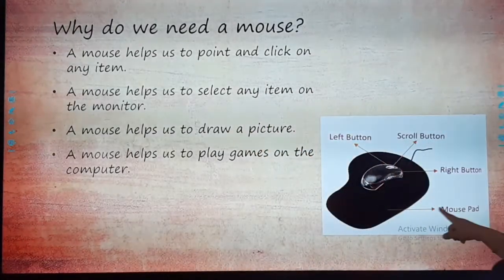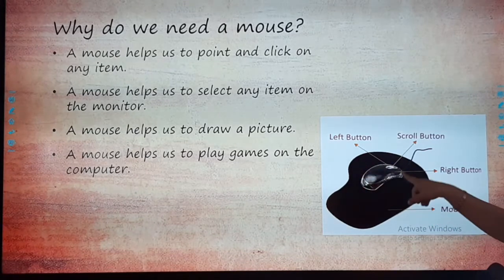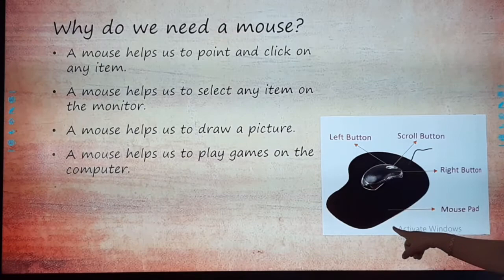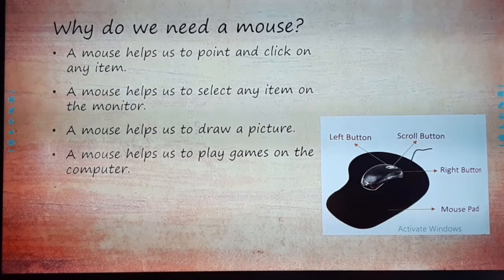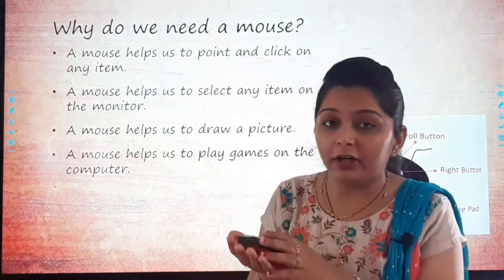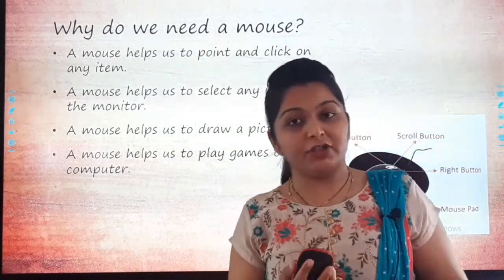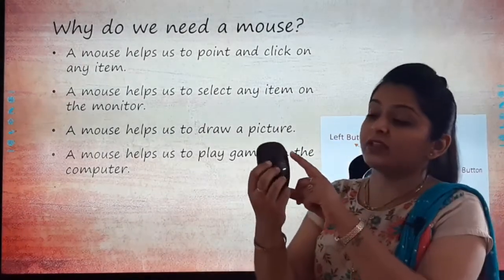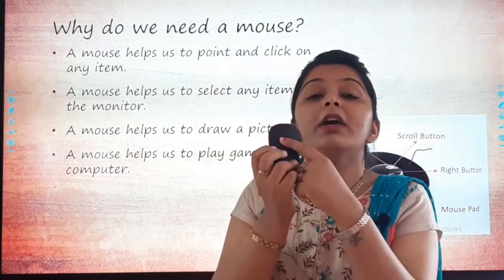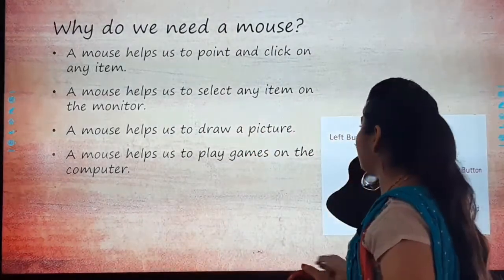See, this is a type of a mouse. This is known as left button, the scroll wheel, the right button, and this is a mouse pad. This is a mouse pad on which we keep the mouse and we work. Understood? See, this is the left button, this is the right button, and in the center is a scroll wheel. Clear?